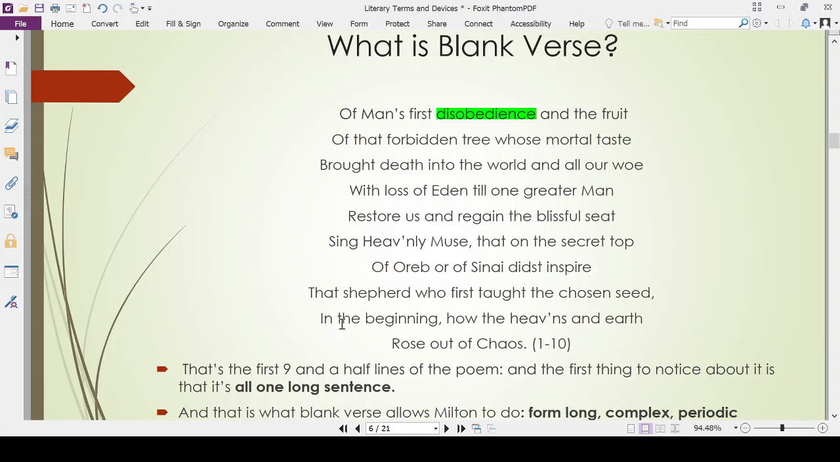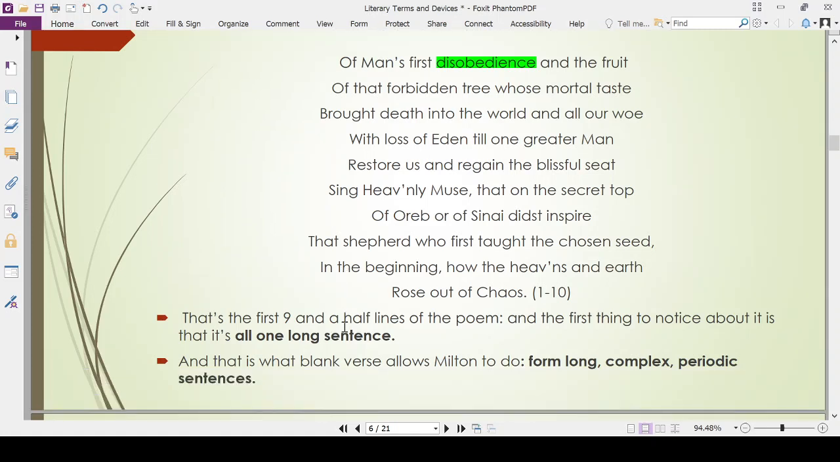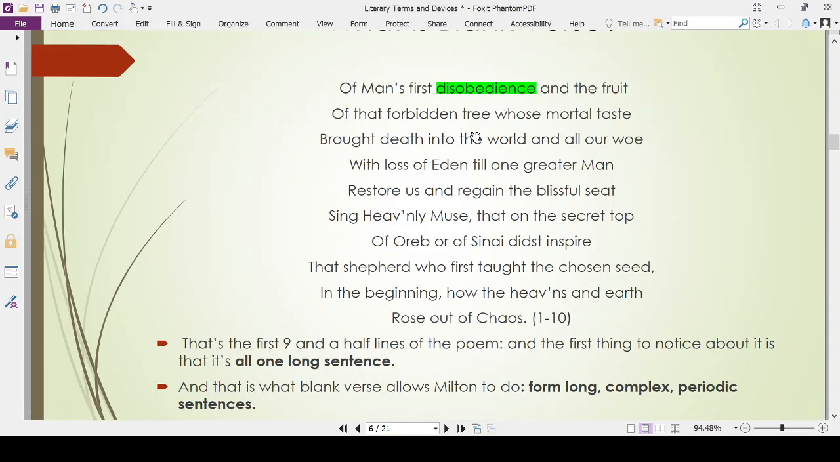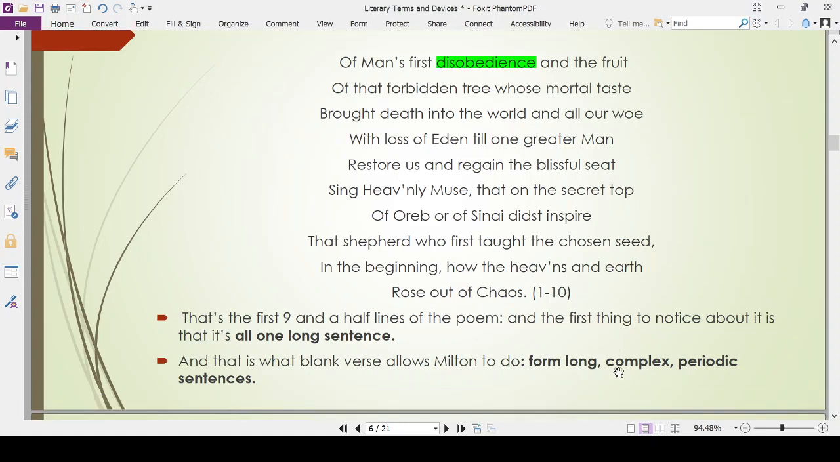That on the sacred top of Orib of Sinai didst inspire the shepherd who first taught the chosen seed in the beginning, how the heavens and earth rose out of chaos. So, in the first four lines, we are really not sure what he's talking about until we get to sing heavenly muse. Then we know who he's addressing and what the poem is going to be about. And so these 10 lines or 9.5 lines, you can write them as a long sentence if you want to write the prose form of it. And that's why Milton decided not to write couplets, because they would be quite restrictive for him. And so this blank verse actually allows Milton to create or form long, complex, and periodic sentences.